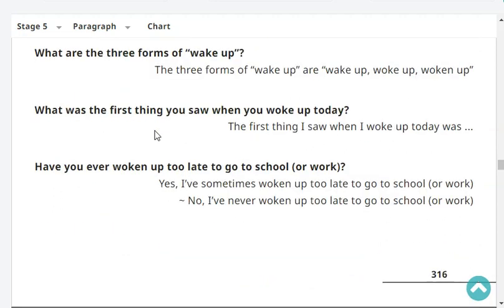What was the first thing you saw when you woke up today? The first thing I saw when I woke up today was... When you open your eyes, what was the first thing you saw? The ceiling, the window, the ceiling. The ceiling, just like me.